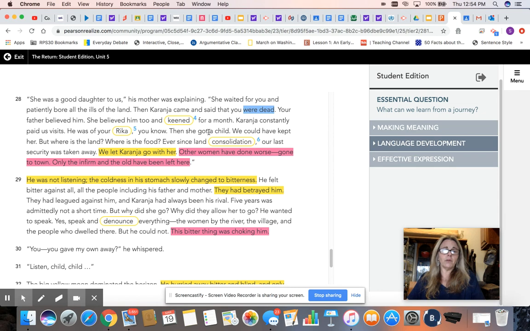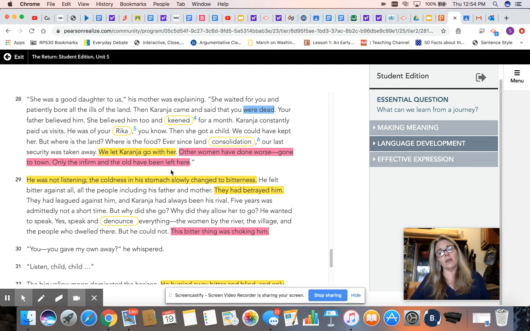So anyway, they could not afford to keep her. And so that's why they let her go with him. Things could have been worse. She could have gone to town, meaning maybe even taken a much worse path than the one that she was in. And then this line here, only the infirm and the old have been left here. So again, this whole community has changed. It's not what he remembers.